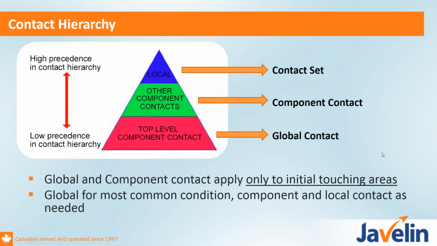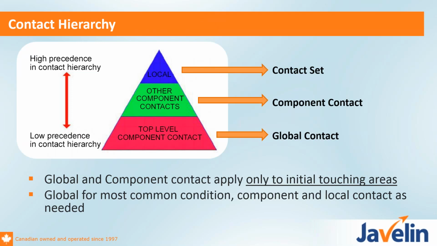Now, those are the 3 contact conditions we have, but we also need to talk about something called the contact hierarchy, and that's how we apply contact, because there are 3 basic ways. We can apply contact globally, or at the component level between parts, or with contact sets, which is local contact between faces and edges.